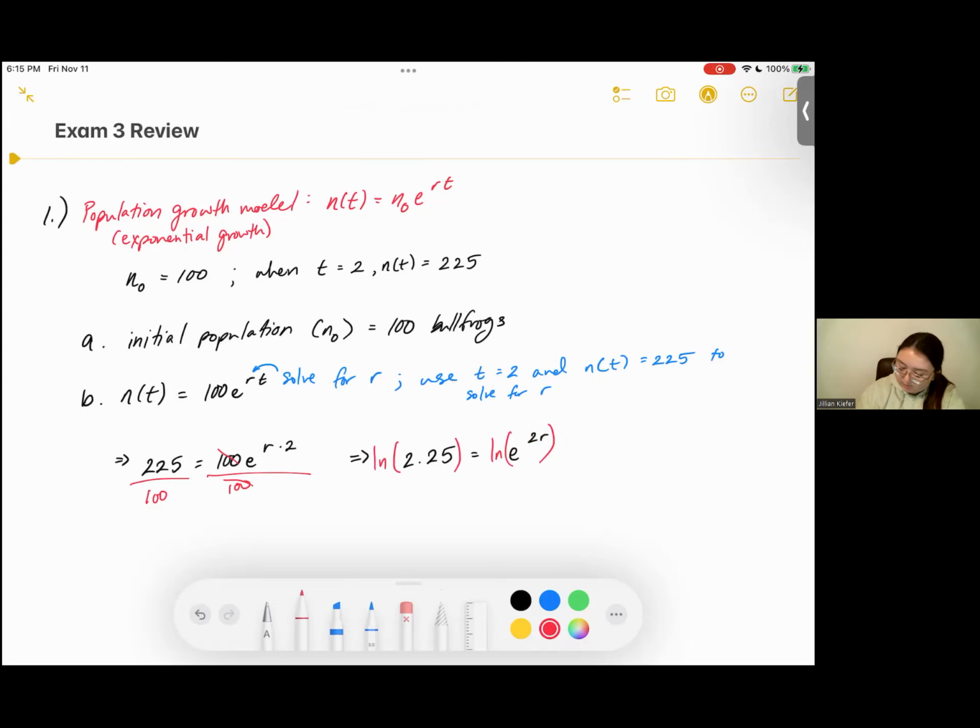So we take the natural log of both sides. The natural log and e cancel out, and the 2r comes to the front. So in this case, now we're going to have 2r is equal to the natural log of 2.25. And we want to solve for r. So to get rid of that 2, we're going to divide by 2 on each side.